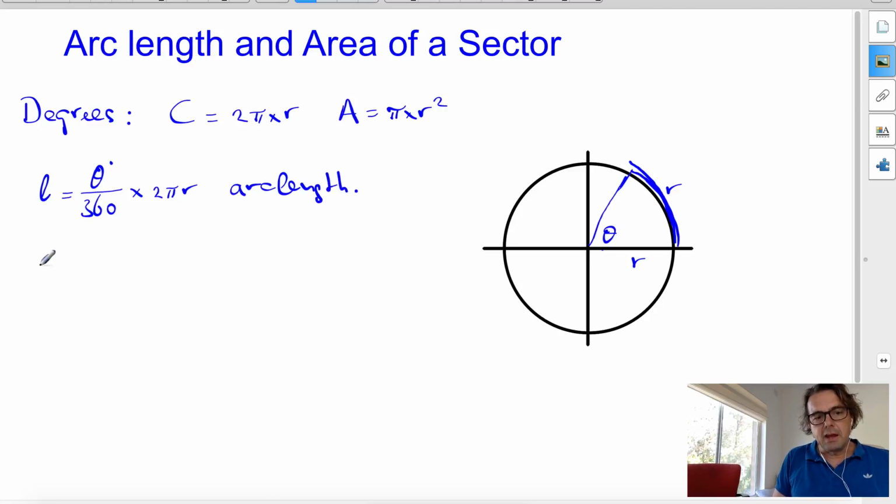If you wanted to have the area of a sector, that would be this area here, the piece of the pie, so to speak. That area in degrees would be theta degrees over 360, because that's the proportion out of 360, multiplied by pi r squared.